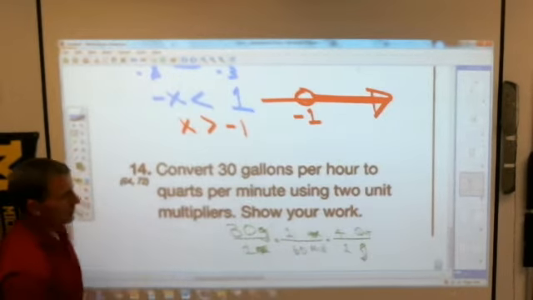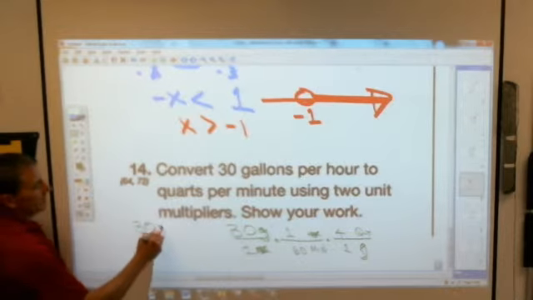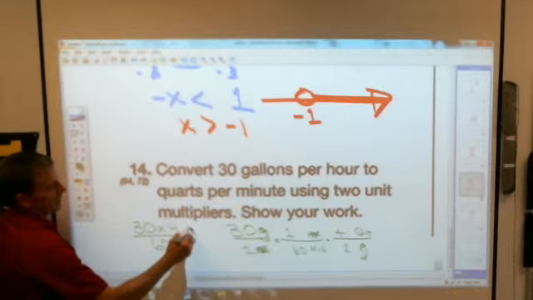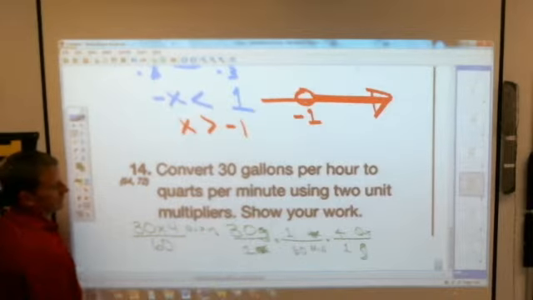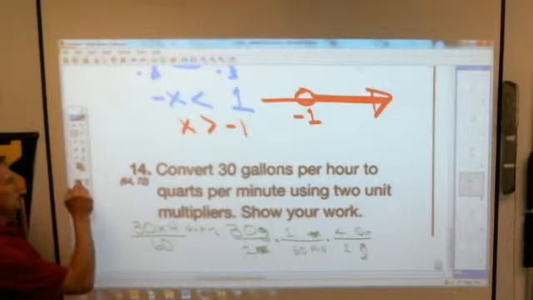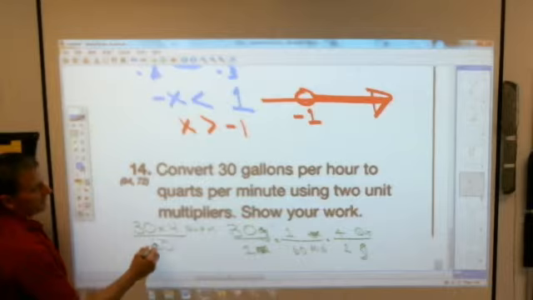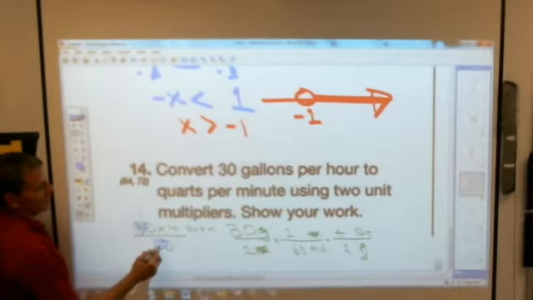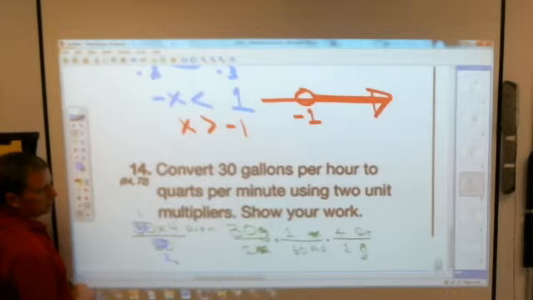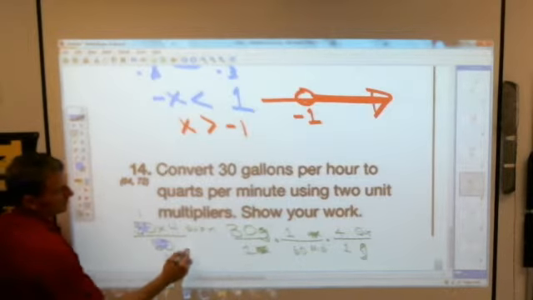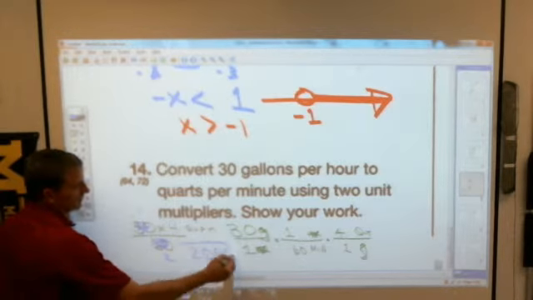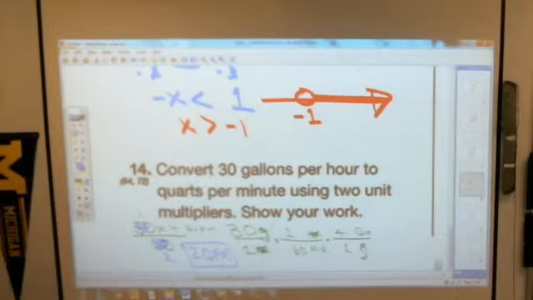What am I left with? I'm left with 30 on top times a 4 on top over a 60 on the bottom. And it's quarts per minute. Can I cross cancel? Sure I can. Let's divide them both by 30. Divide by 30, that's 1. Divide by 30, that's 2. 4 divided by 2 is 2. Looks like it's 2 quarts per minute. Did I get that right? I don't remember reading that answer. 2 QPM.